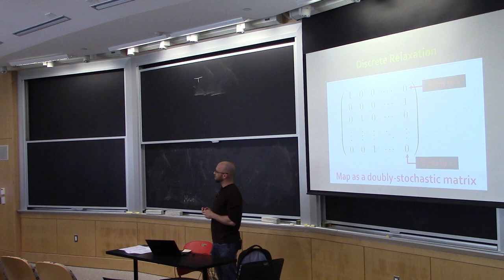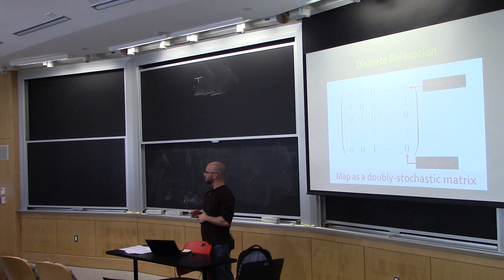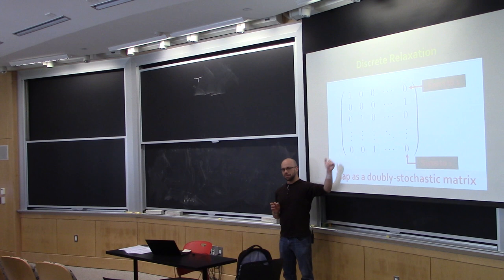How are we going to deal with that? We're just going to drop that binary constraint. By the way, I think typically when people talk about doubly stochastic, the rows and columns sum to one, and also the matrix is non-negative, which I forgot to mention. Yeah? Cool, any questions?